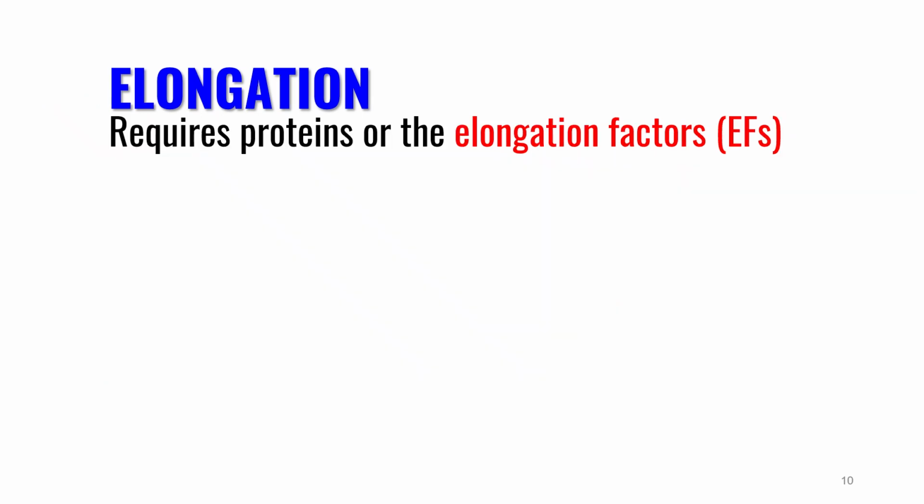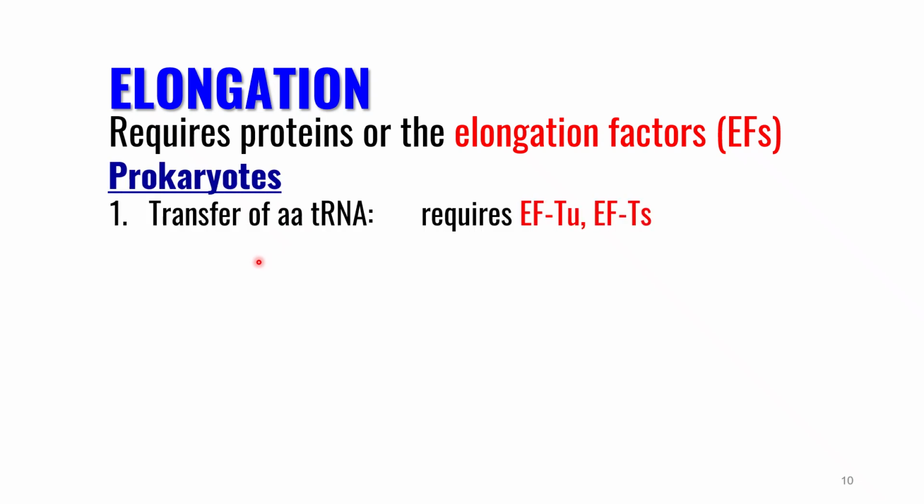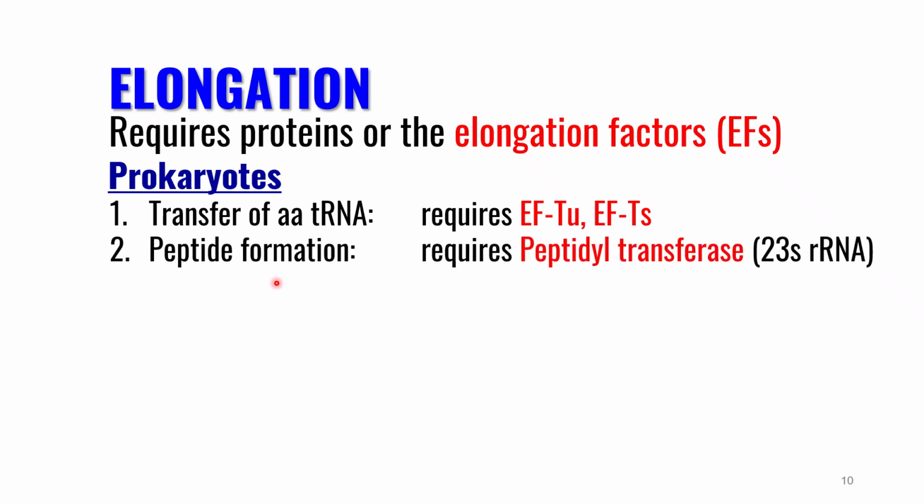So elongation requires a number of protein factors and enzymes. These are known as elongation factors. For example, in bacteria, transfer of amino acid tRNA requires two factors, Tu and Ts. Peptide bond formation requires the peptidyl transferase activity of the ribosome, 23S ribosomal RNA. Translocation requires elongation factor G or translocase, which is an energy dependent step.